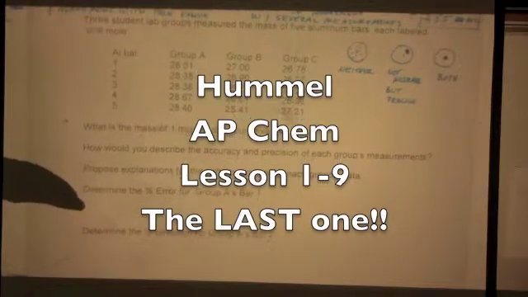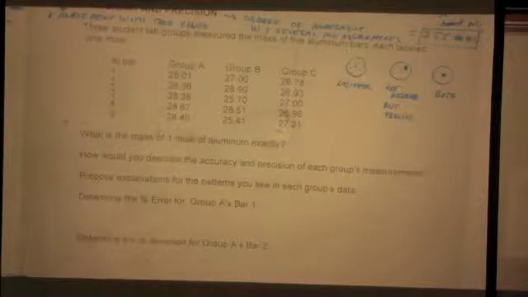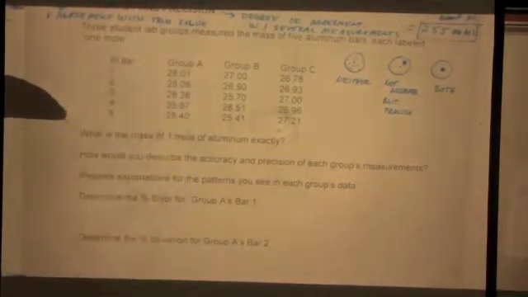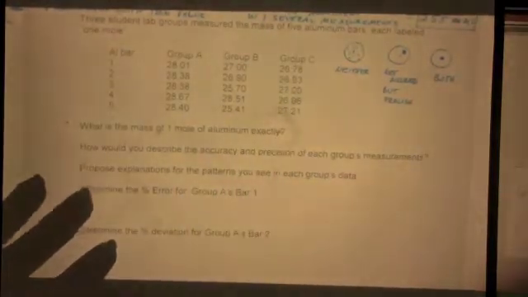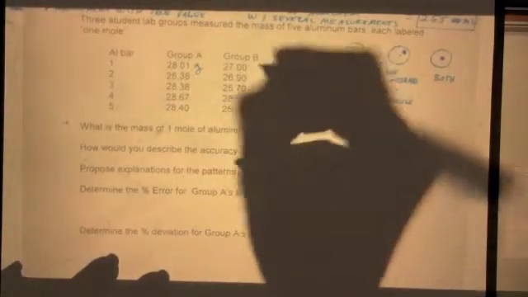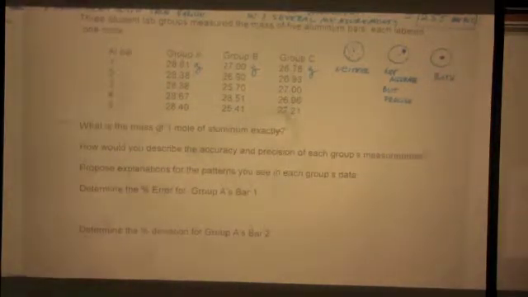So, looking at a set of data, we have 3 students here that measured the mass of 5 aluminum bars, and they're each one mole. Now there's a term that's coming back at us, the mole. All right, so I have a mole of aluminum for 5 of these bars. Now, here's group A's, group B's, and group C's results after they've massed it, and I'm sure that they meant to have their units here be in grams.